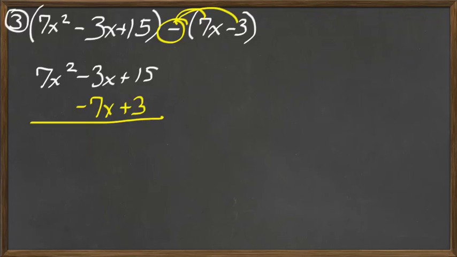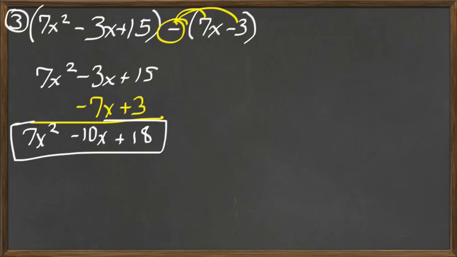And now we're combining like terms. 15 plus 3 is 18. It was positive. Negative 3x minus 7x is negative 10x. And then 7x squared. And so that is our answer.